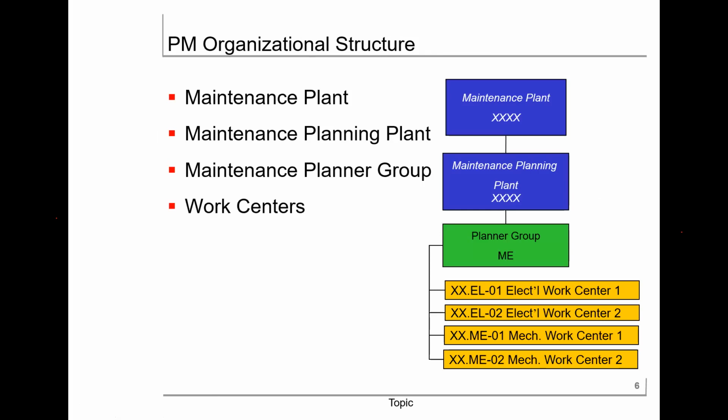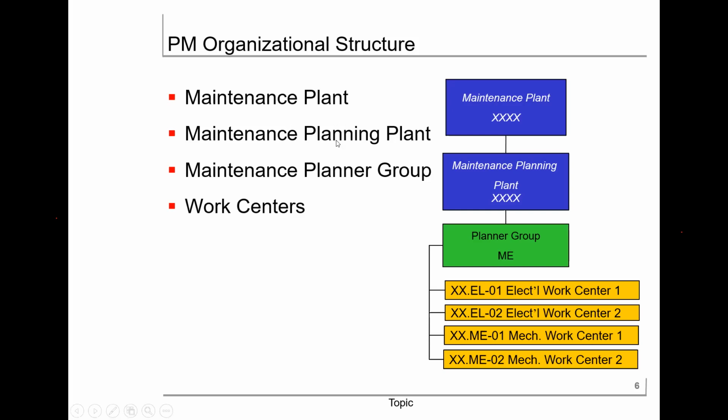Likewise, for plant maintenance we also have an org structure. You can see maintenance plant, planning plant, planner group, work center. So this is the top-level organization structure. Below this organization structure, we have the master data. It means any equipment inside the plant will be attached to the maintenance plant.